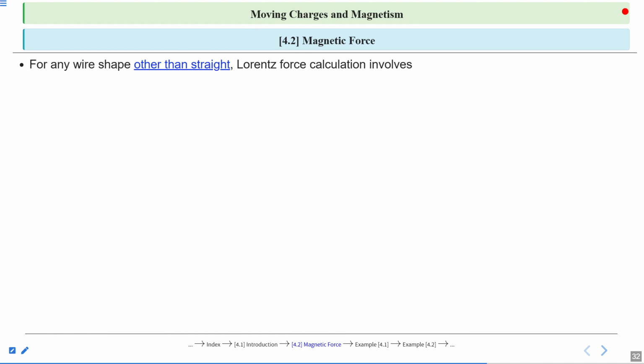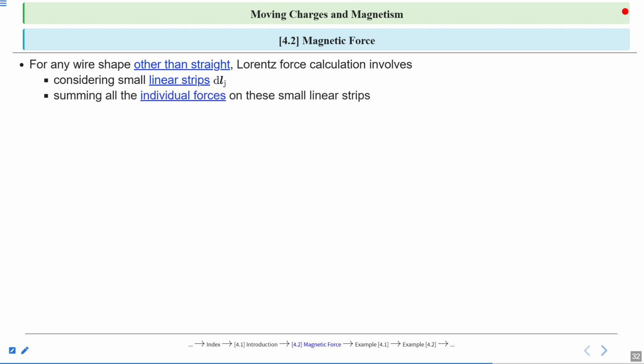For any wire shape other than straight, the Lorentz force calculation involves a different approach. If the wire is not straight, what can we do? We have to consider small straight strips, small lengths dl_j, dl1, dl2, with j from 1 to n. If the wire is not straight, we have to cut out small strips on the wire that are straight.